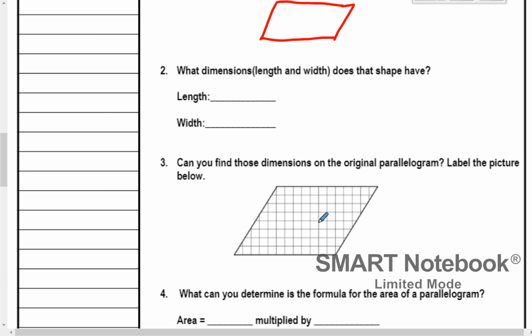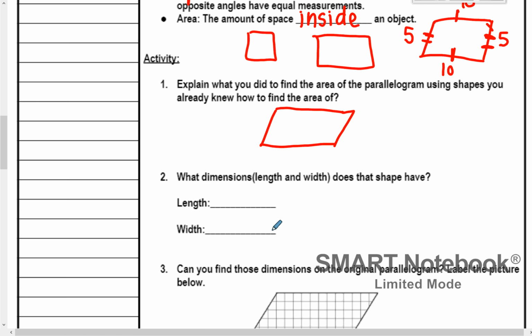Students had to cut it up, and what we decided was the most efficient, the fastest and easiest way to make this into a shape we already knew, was if we cut off that triangle right there. If we cut off this triangle and flipped it over here, we now have this shape right here, which is a rectangle. We noticed, and we just counted, the bottom of this rectangle was 12, and the height, the width of this rectangle, was 8.